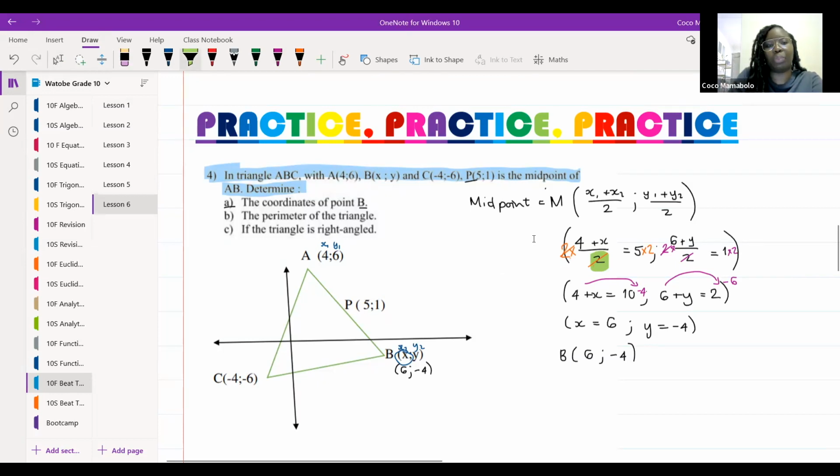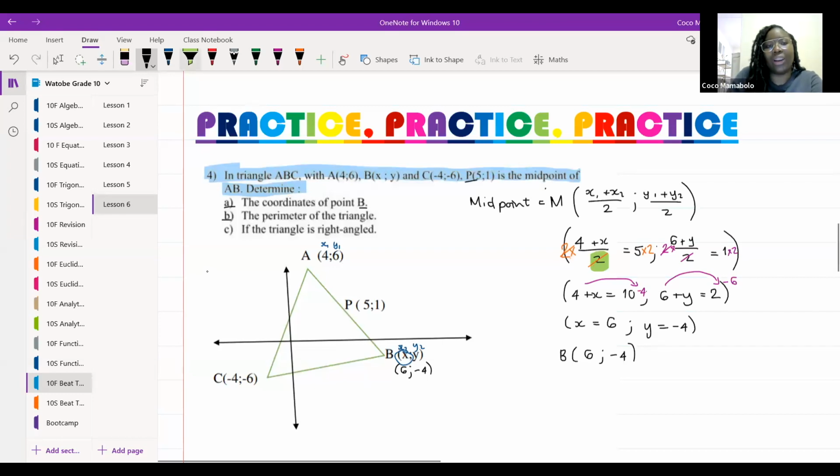Right, I want us to do B, and then we're going to skip C because it's going to take forever. But we're going to do B very quickly. It says the perimeter of the triangle. And then Buto says, ma'am, why didn't we use any of the other coordinates?